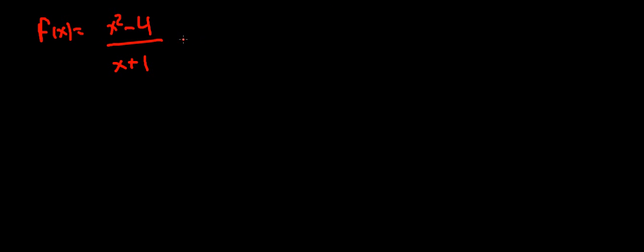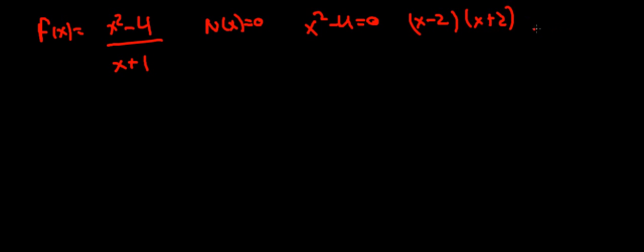So first off, we need to know what our x-intercepts are and our y-intercepts are. The x-intercepts are when the numerator is equal to 0. So we want to know when x squared minus 4 is equal to 0. We can simplify this by factoring it. We can see that the intercepts of x are going to equal minus 2 and 2. So that was simple enough.